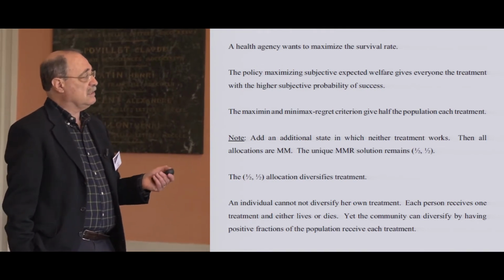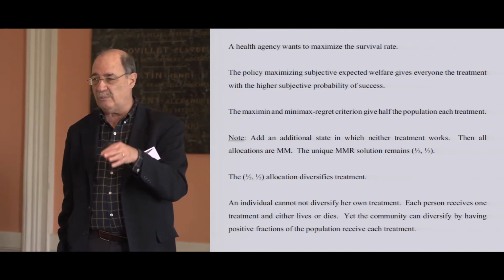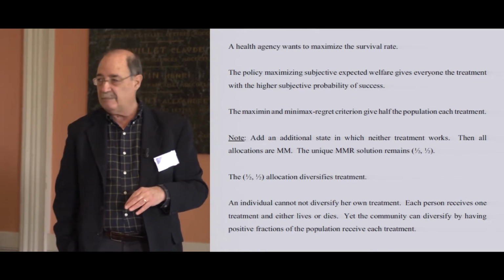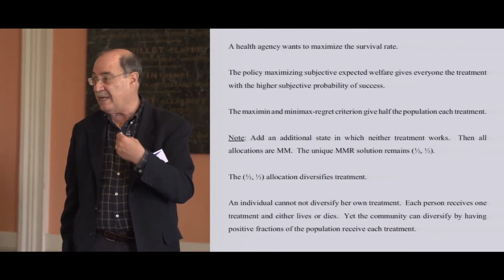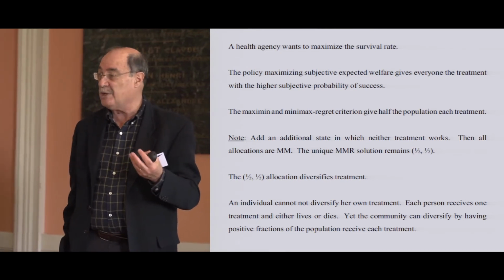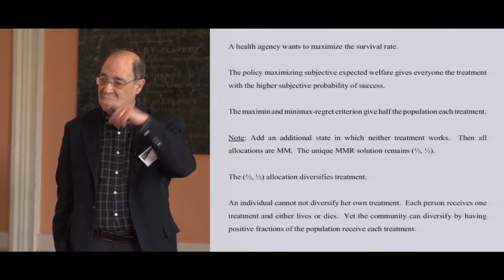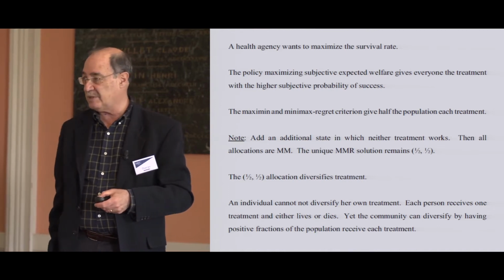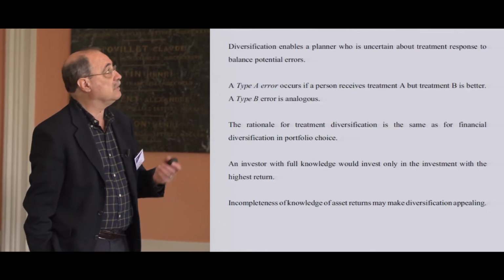And this shows a very big difference between viewing this as a micro problem for an individual person versus a macro problem for society, because an individual cannot diversify. I either get treatment A or treatment B. I either live or die. There's no way I can insure myself against this. But society as a whole, from a public health perspective, can insure by diversifying treatment in this way. Okay? So that's the XPOX example.